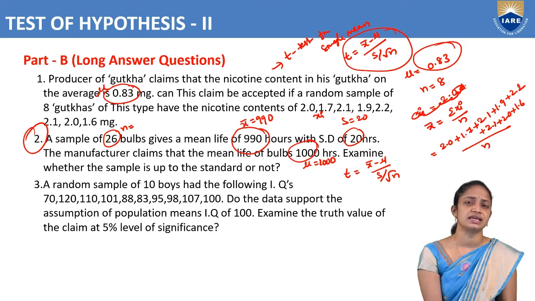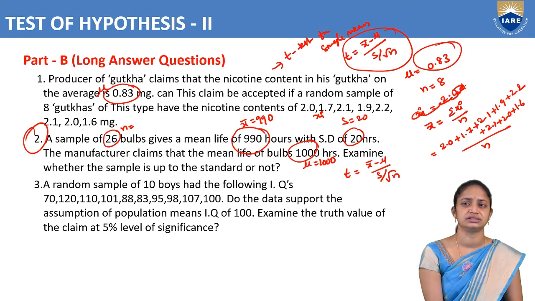If modulus of t is less than t alpha by 2, we accept the null hypothesis. If modulus of t is greater than t alpha by 2, we reject the null hypothesis.